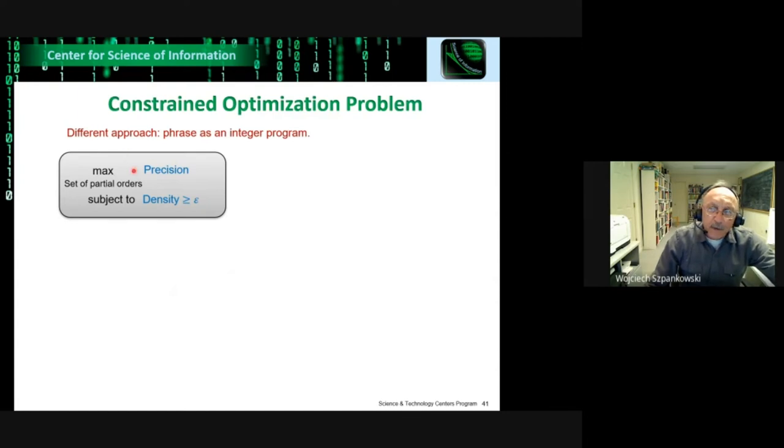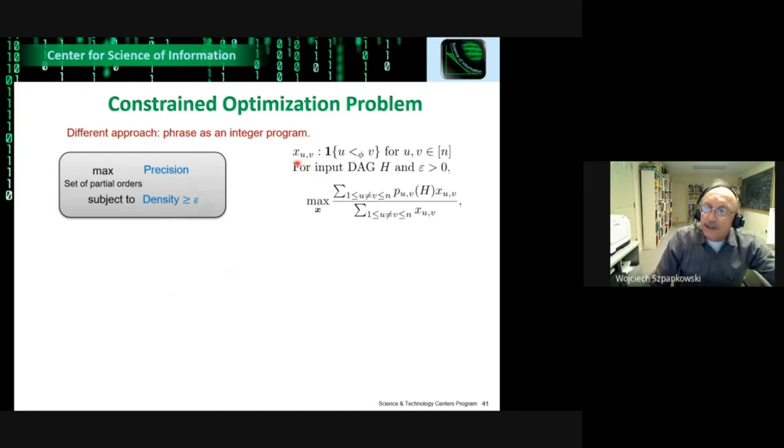So what do we want? We want to maximize precision for density as big as possible. Ultimately, we would like to have the number of bins equal to n, but we can't have it. We already proved it, it won't work. So every bin will have some portion of n. The density, remember, is the number of pairs that I consider to all pairs. I want it to be bounded below.